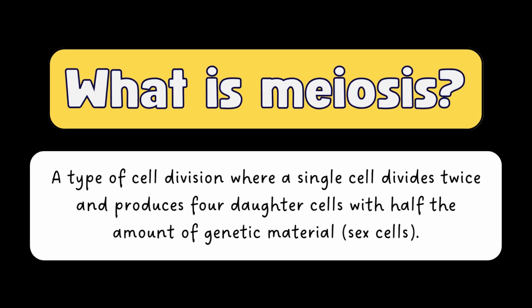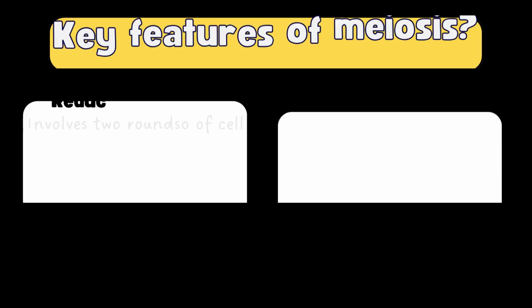So, what exactly is meiosis? Meiosis is a special type of cell division. Unlike mitosis, which creates identical cells, meiosis divides a single cell twice to produce four daughter cells. These cells are called sex cells or gametes, sperm in males and egg cells in females. What's special about them? They each carry half the genetic material of the original cell. This is super important for sexual reproduction.